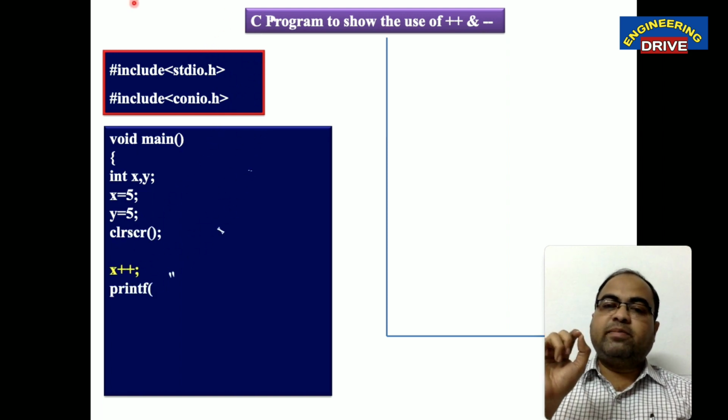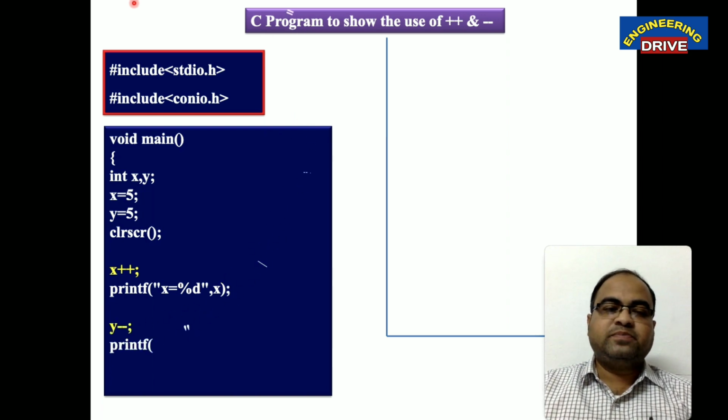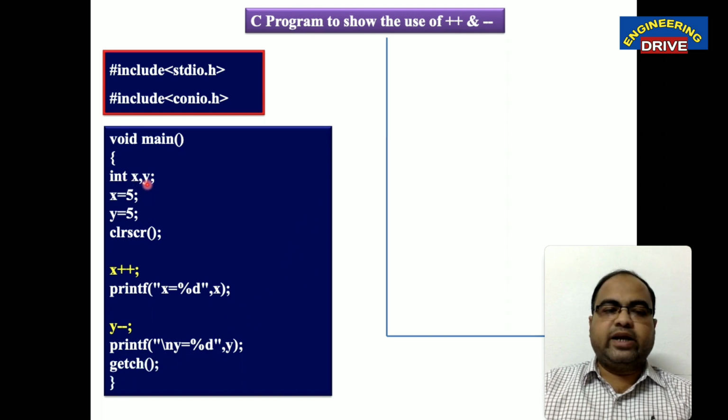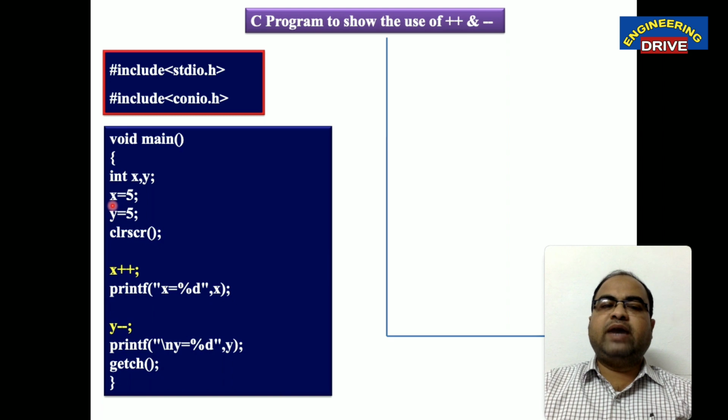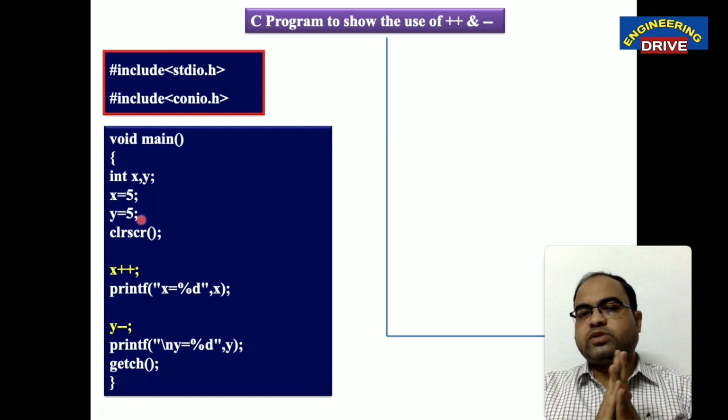Now yellow color means where I am going to show you the important point in our program that you need to remember. Okay. Now see here, two variables I have declared, x comma y, both belong to integer data type. The value of x I have assigned is 5, the value of y I have assigned is 5. So for x and y the same value I have assigned, that is 5.